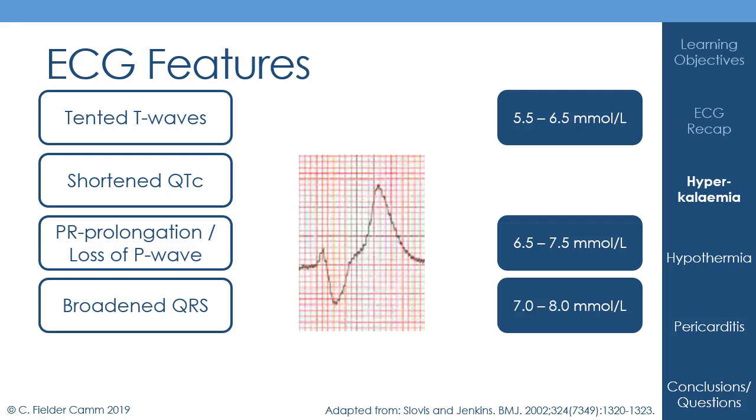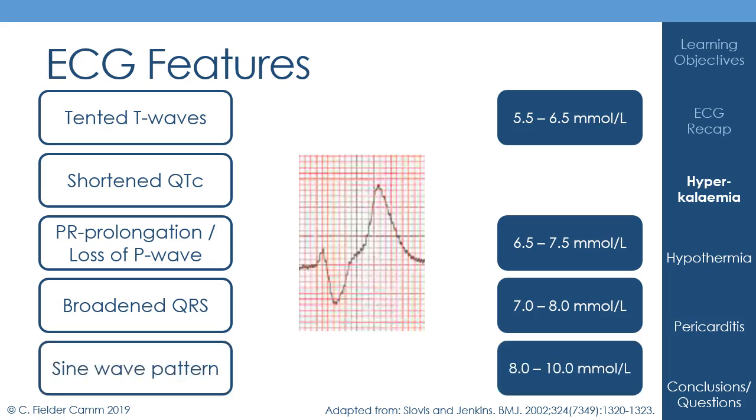And then you get broadening of the QRS complex, and this happens at about 7 to 8 millimoles. And you can see here that this is a really broad QRS complex. And this is actually quite pronounced. This person's potassium was somewhere in the region of 9.5.